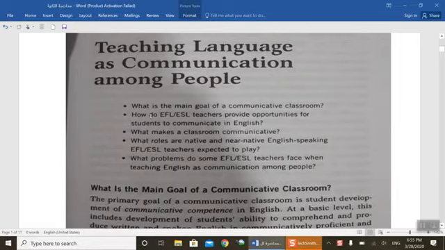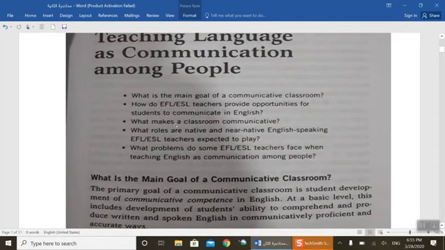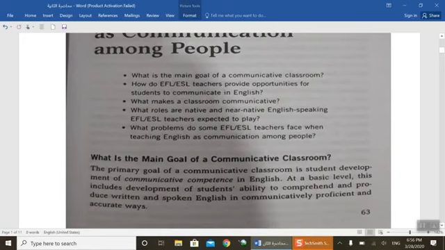Starting from this question: what is the main goal of a communicative classroom? How do EFL, ESL teachers provide opportunities for students to communicate in English? What makes a classroom communicative? We will talk about the first two, and in the next lectures we'll talk about the rest of the questions.